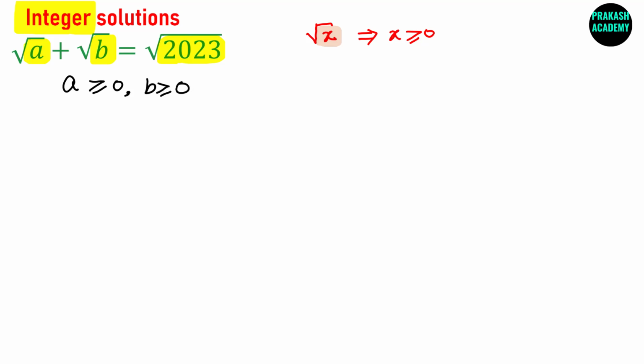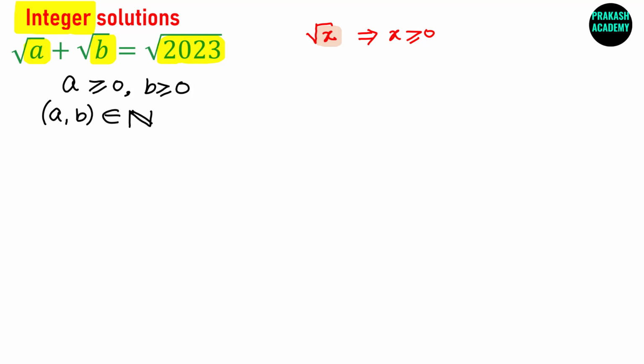But now they are also integers. This means they are natural numbers. So you have positive integers. This means a and b belong to the natural number set. So this is the condition that I have, and I will use this condition to find the solution.